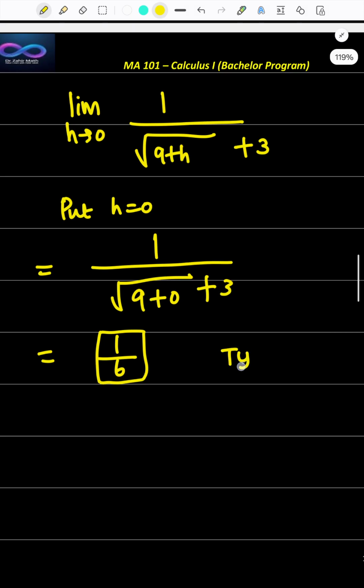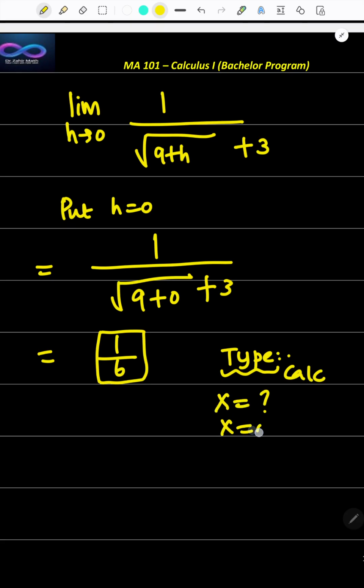Okay, teacher, how can I check in the calculator? Same thing. Type your equation. All of you already typed before. Type your equation. Only equation. And put x is equal to 0. Press the button calc. When you press the button calc, it will ask x equals question mark. Put x is equal to 0. You will get math error. Then choose the value which is nearer to 0, which is 0.001.